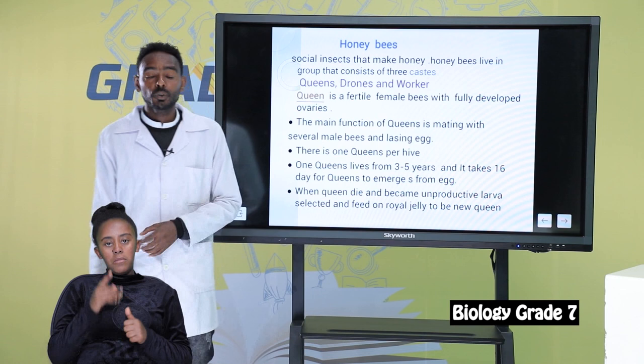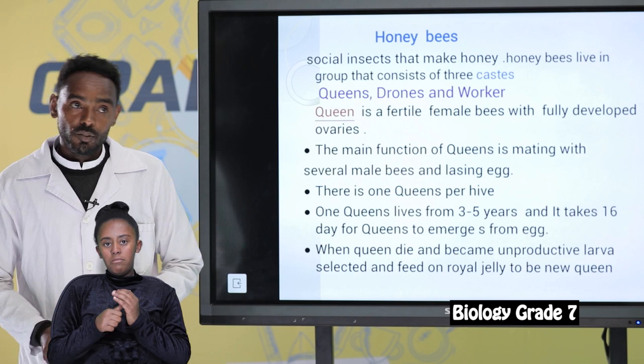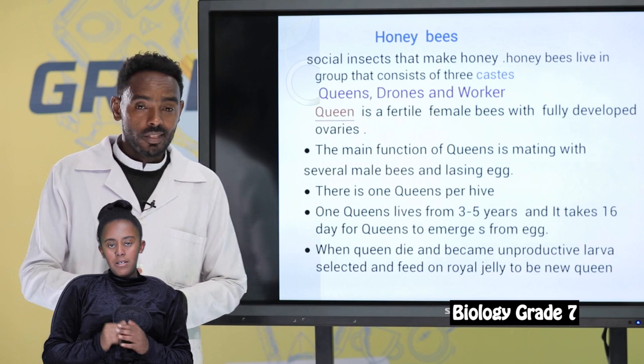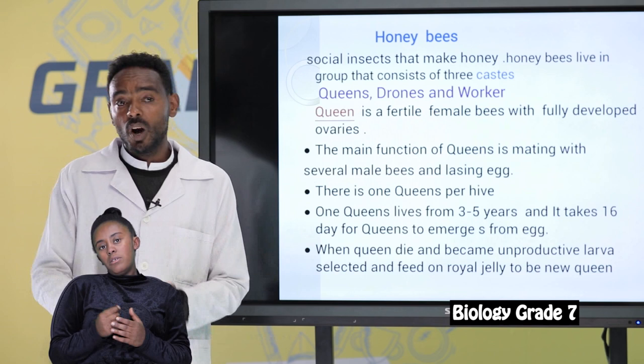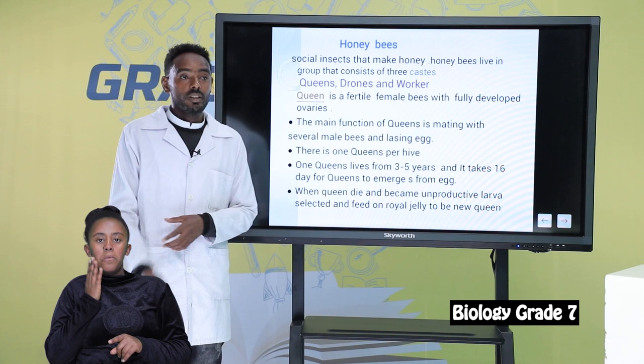The queen is a fertile female bee with a fully developed ovary. She lays eggs every day. For example, a queen bee lays 2,000 eggs per day. There are two types of eggs she lays. The first one is a fertilized egg and the second one is an unfertilized egg. A fertilized egg is used for making workers, and an unfertilized one is used for making a male or drone.